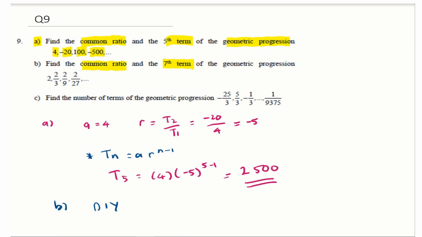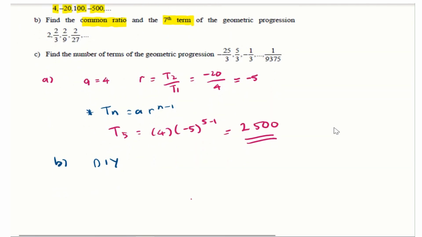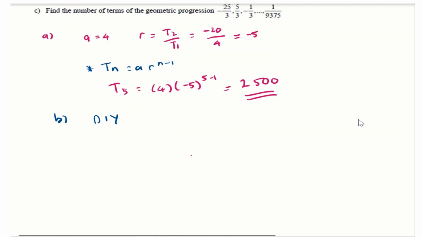Okay, and then we proceed with question C. For question C, the question asks to find the number of terms, n, of the geometric progression given the sequence negative 25 over 3, 5 over 3, negative 1 over 3, and the last term is 1 over 9375. This is the last term.